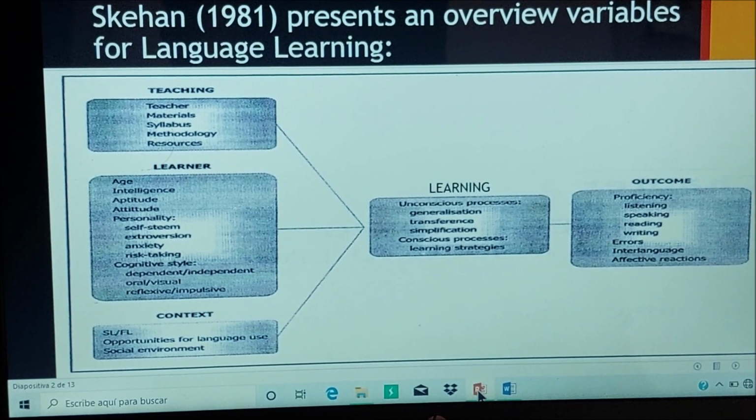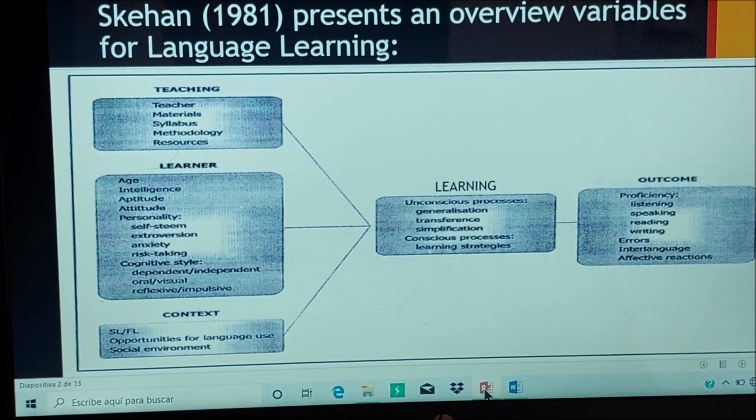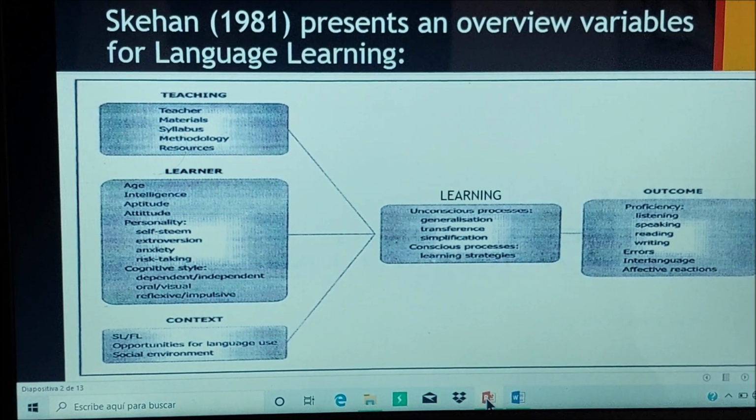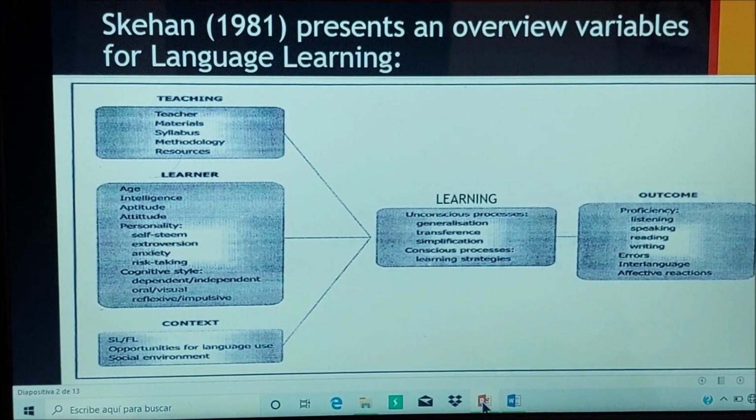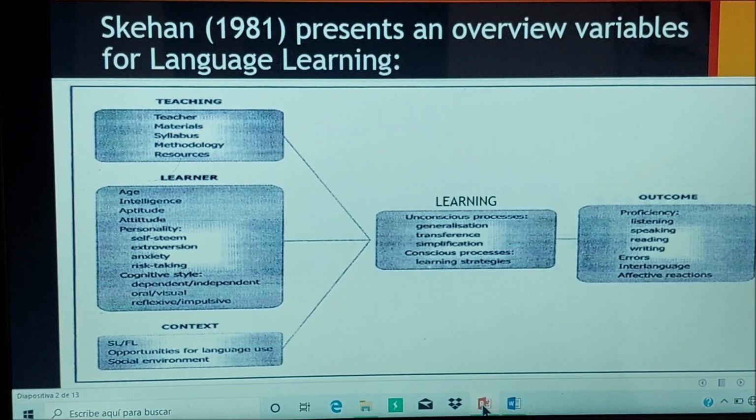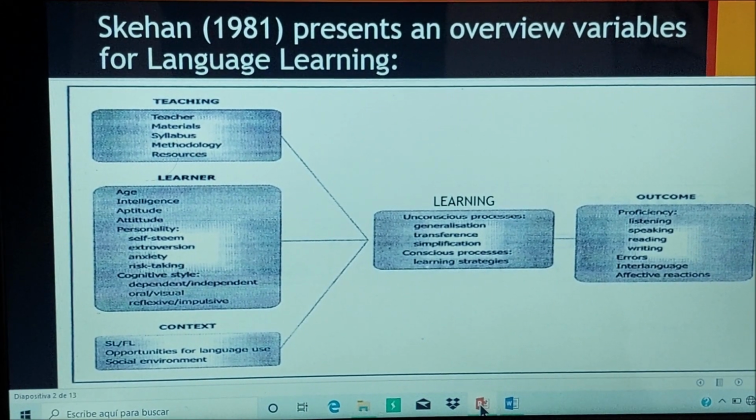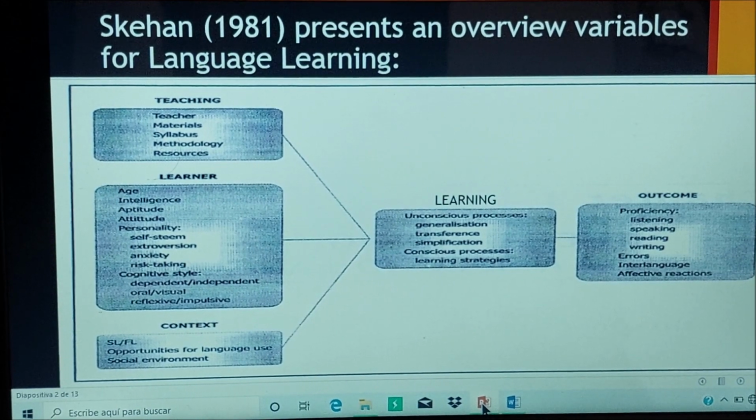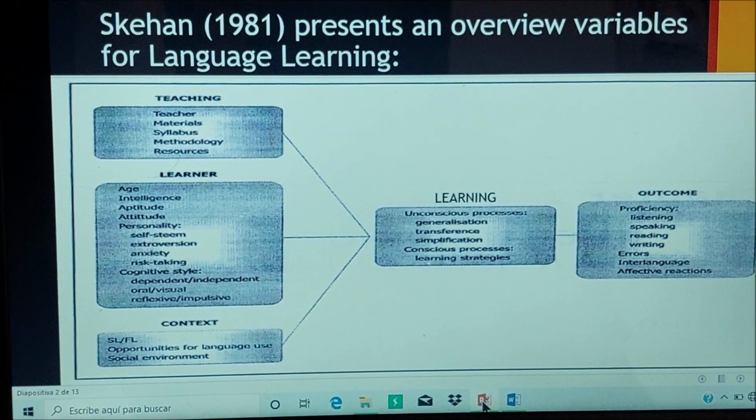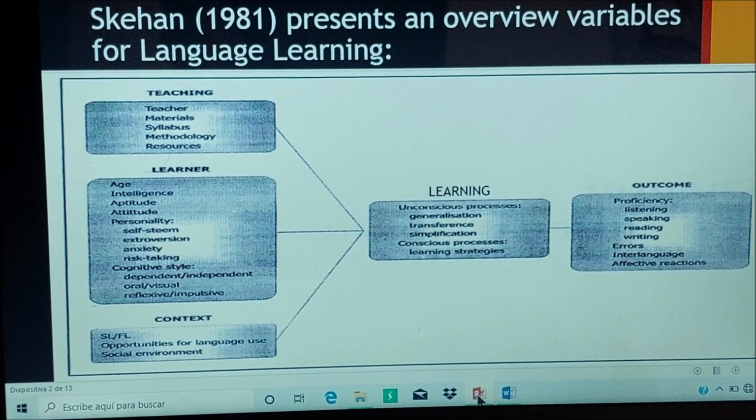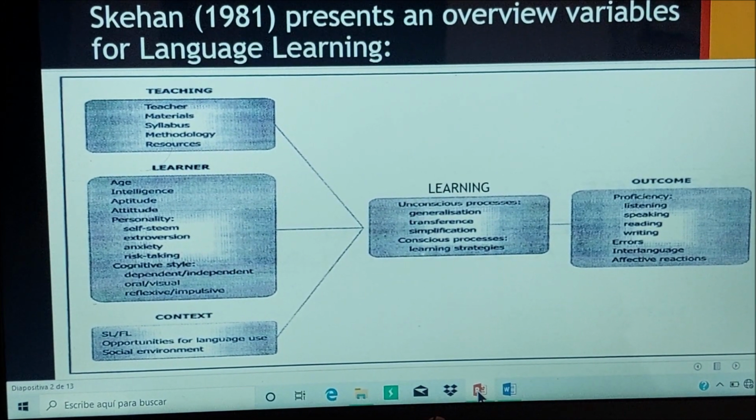And the third aspect is context. It refers to the structure of the classroom. It means, like, if it has windows, if it has water, if it has electricity, that kind of services that a normal school has.